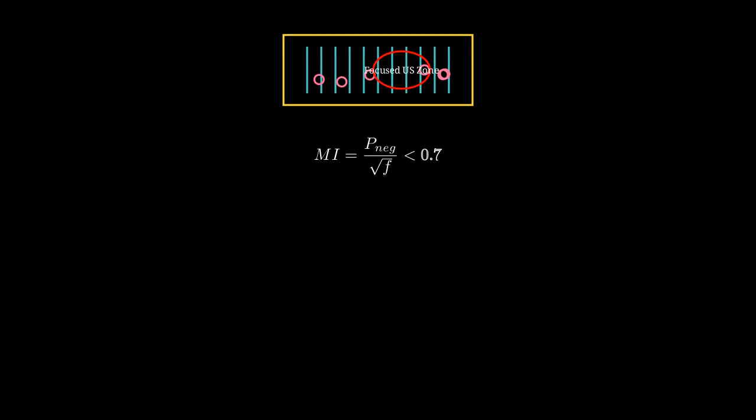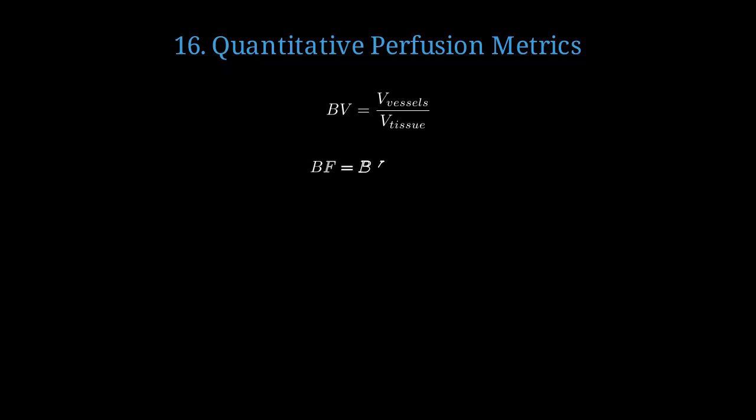Safety is ensured by keeping the mechanical index, defined as peak negative pressure over square root of frequency, below 0.7. Super-resolution ultrasound provides quantitative metrics of tissue perfusion. Blood volume fraction equals the volume of blood vessels divided by total tissue volume, measuring vascular density. Blood flow equals blood volume fraction times mean blood velocity, quantifying tissue perfusion rate.